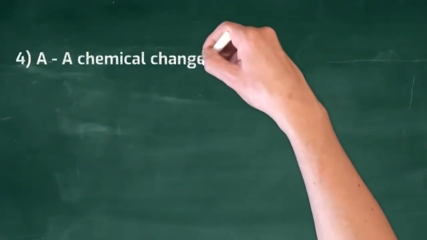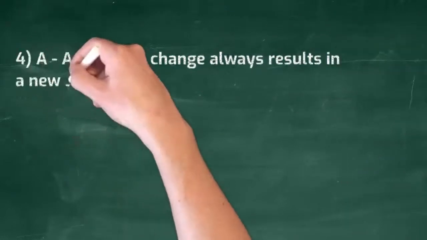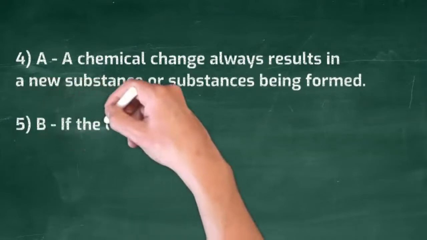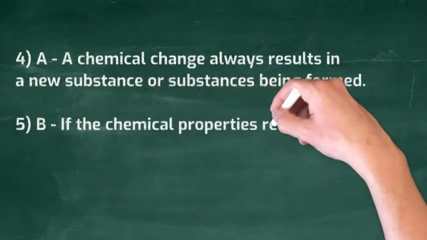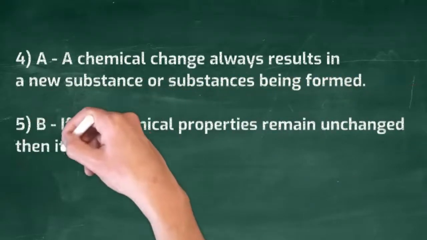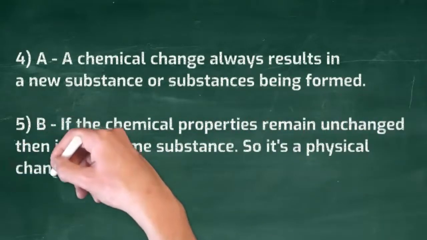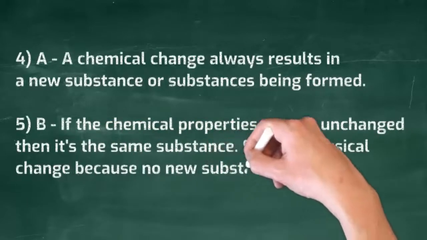For number 4, A, it's a chemical change. A chemical change always results in a new substance being formed. Number 5, the answer is B. If the chemical properties remain unchanged, it's the same chemical. So no new substance was formed. It's a physical change. For number 6, the answer is C.